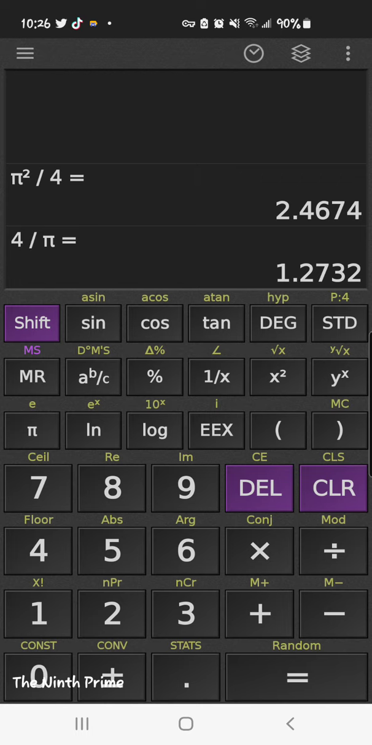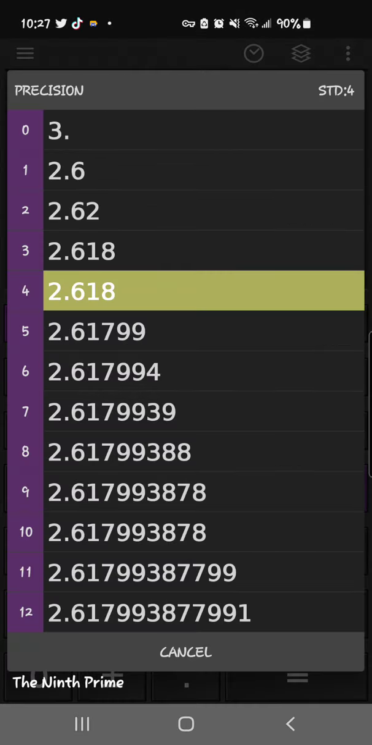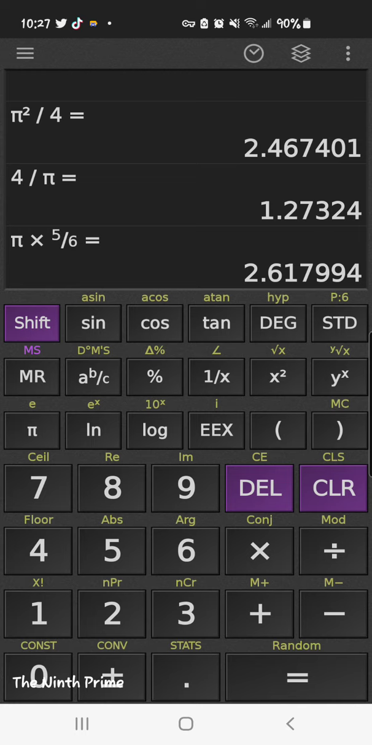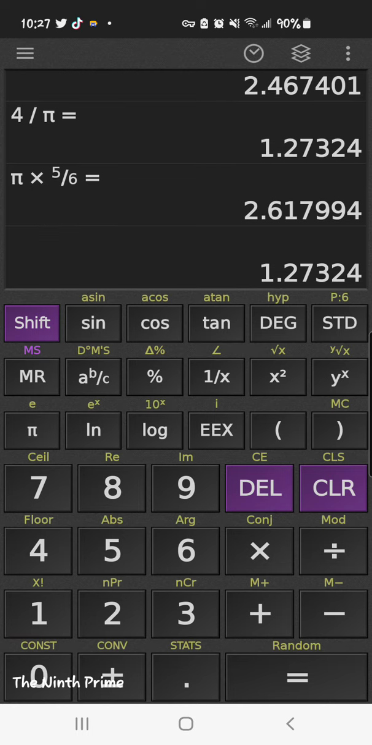And I showed you that you could use pi and multiply it by 5 over 6. It would give you phi squared. Here it shows you phi, but you change the decimal, it shows you something else, you know? If ever I were to take that one right here and do the square, that's not phi.